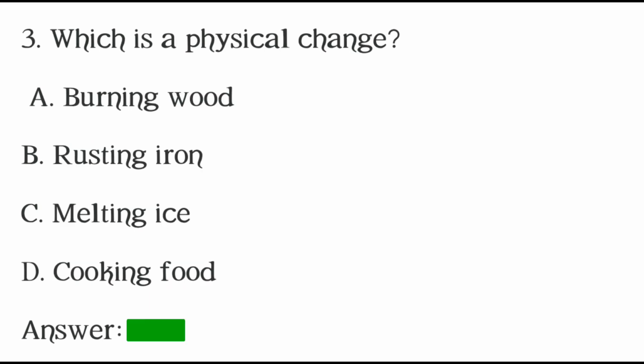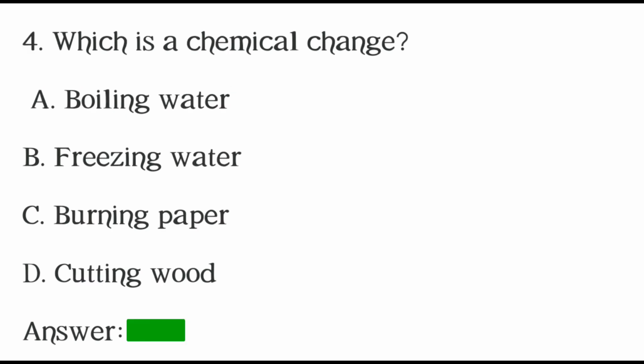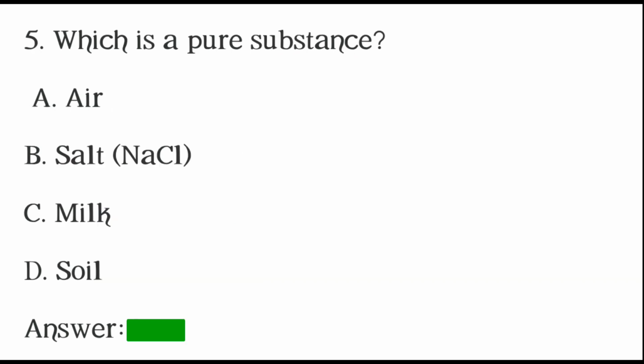3. Which is a physical change? A. Burning wood, B. Rusting iron, C. Melting ice, D. Cooking food. Answer, C. 4. Which is a chemical change? A. Boiling water, B. Freezing water, C. Burning paper, D. Cutting wood. Answer, C.